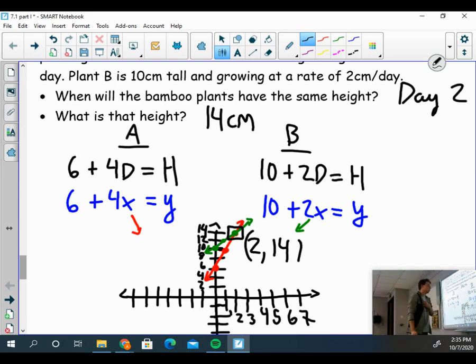Okay? How do we solve word problems? Well, they're just very similar to the solving equations by graphing that we did above. We just have to set up the equations here. Then we graph them. And again, the solution, where they intersect, is the solution to the system of equations, which tells us when they'll have the same height and what that height is.